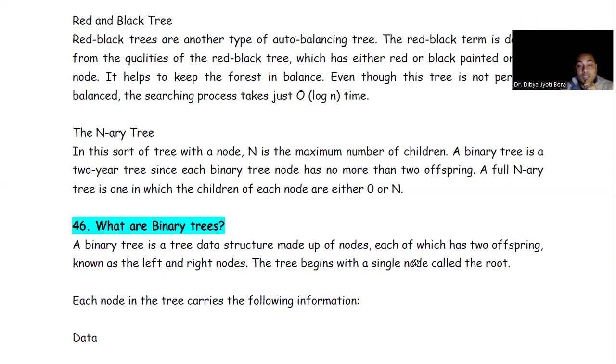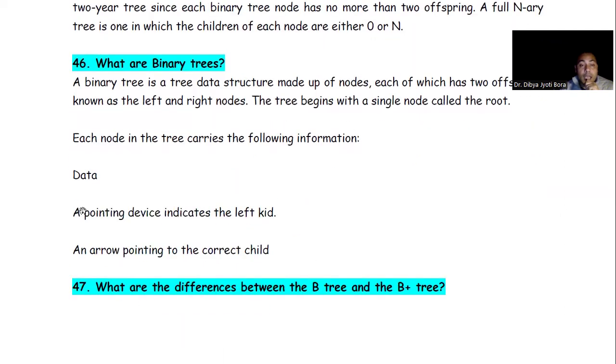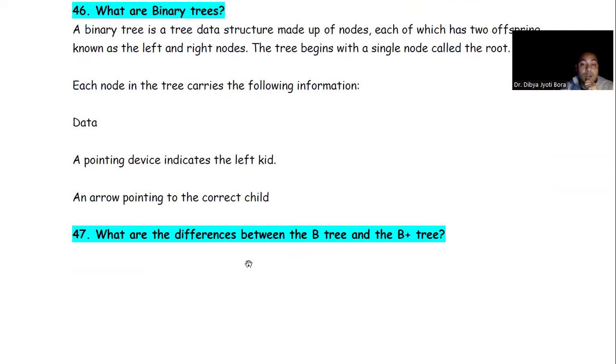Next is the binary tree. You just got it that this is a tree data structure, specifically, where 2 offspring are there for each node, left and right, right? And data will be there. In each node, we have data and a pointer to the left child and a pointer to the right child.